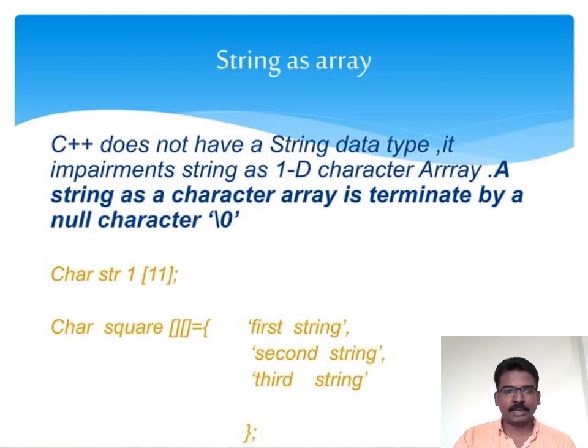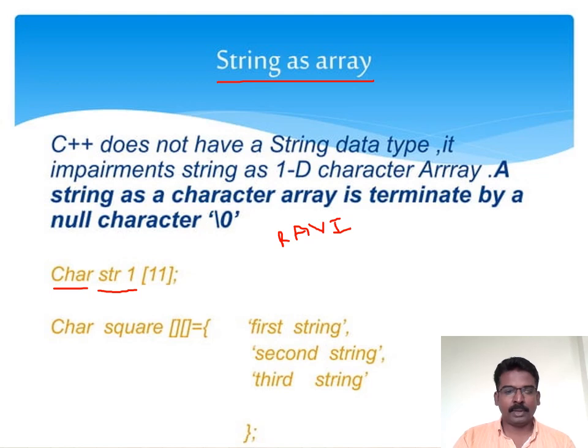Coming to the string as an array, actually we don't have a data type named string in C and C++. To overcome the disadvantage of not having a string, we are fusing two things, that is, the character data type and the array. Since a string is a collection of characters, suppose I want to store data which is a string, for example Ravi. This string I need to store in an array.